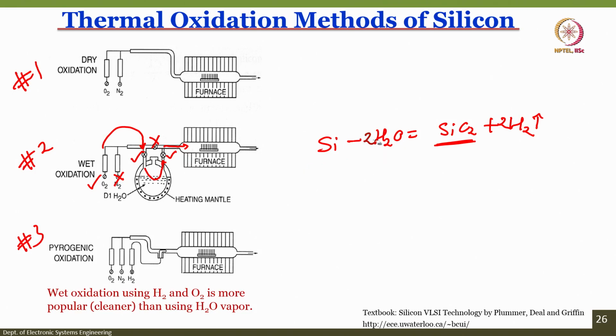The last one, okay, how does it work? There is a pyrogenic oxidation. Pyrogenic oxidation does not require you to have a bubbler and water vapor, but instead, what happens is initially only nitrogen is open, hydrogen is closed, oxygen is closed, nitrogen will flow through this all the way here, right, into the furnace, and the wafers are placed in the furnace in the presence of nitrogen.